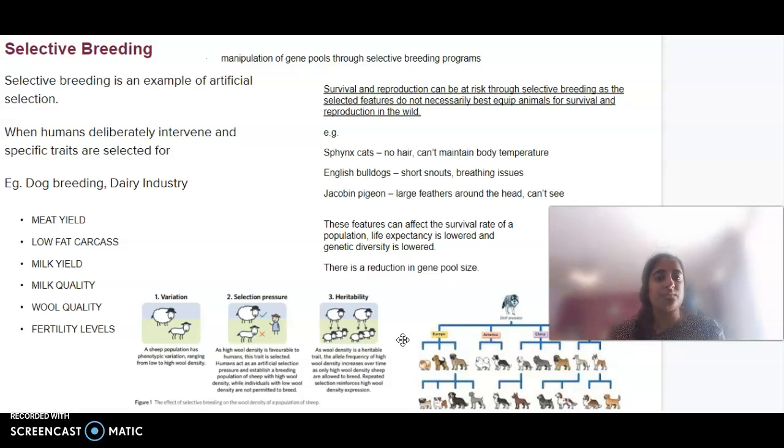So survival and reproduction can really be at risk through these selective breeding programs. And they don't necessarily equip the animal for survival and reproduction in the world. It's very much what's going to help us. And so it can affect the survival rate of a population as well and cause a reduction in that gene pool.